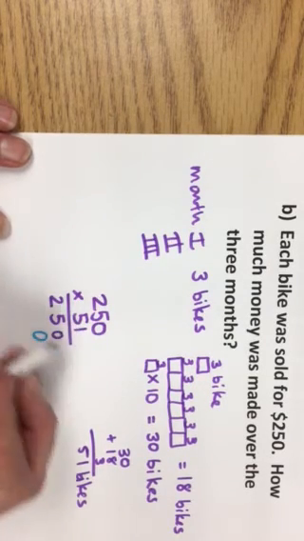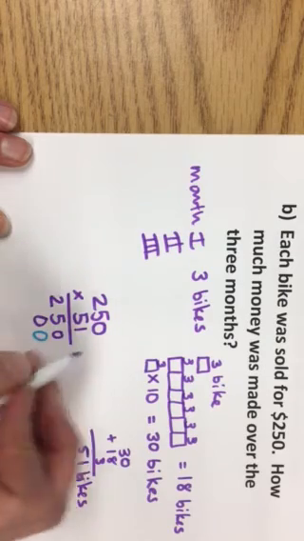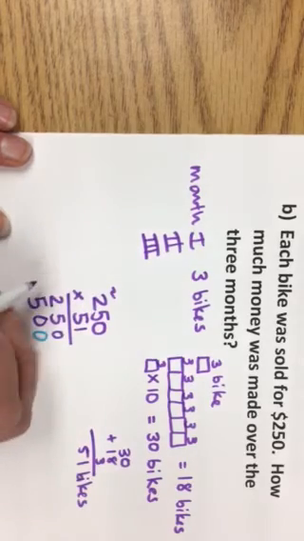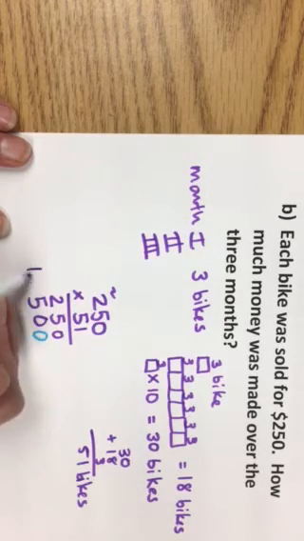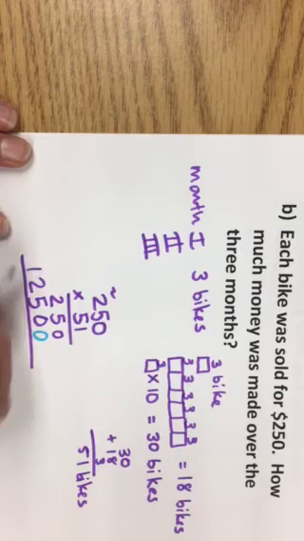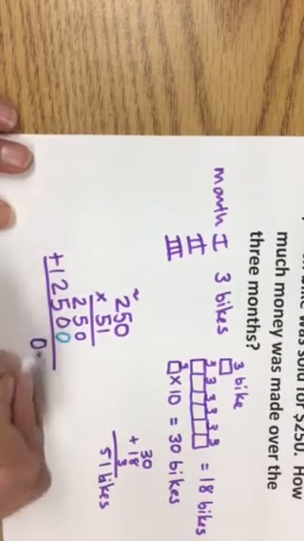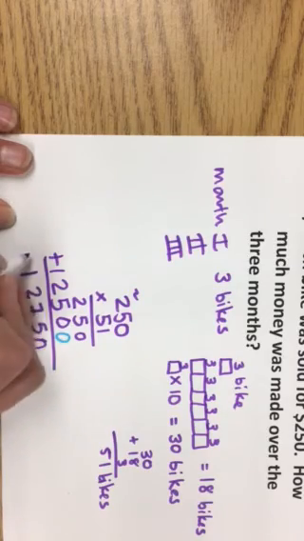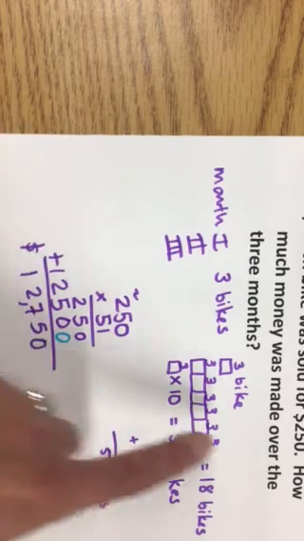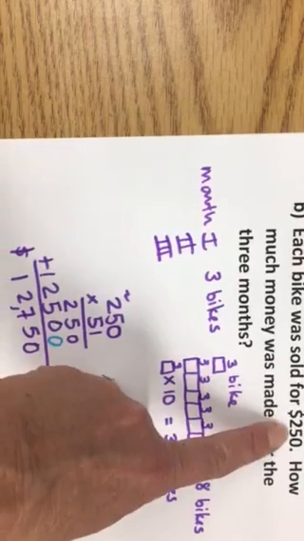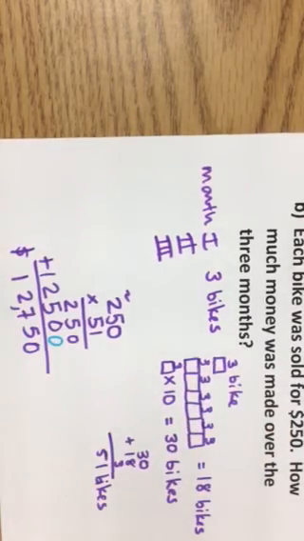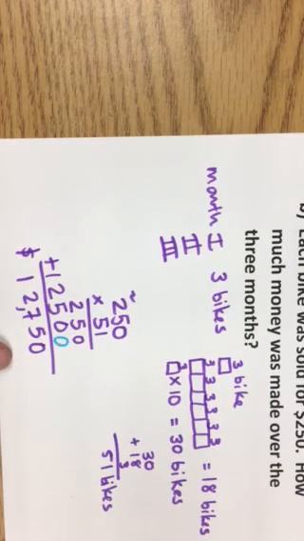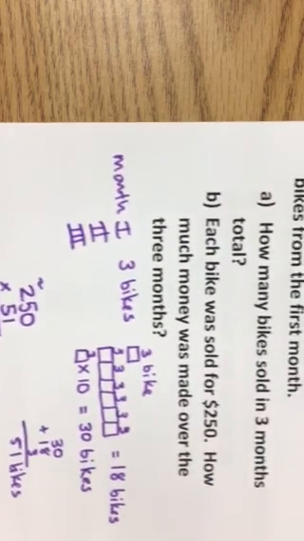So now we do 5 times 0. Don't forget phantom 0. 5 times 5. And 5 times 2 plus the 2 we carried, and add it all together. Okay, so each bike was sold for $250. How much money was made over the 3 months? $12,750. Do you guys think you can do this on a test?